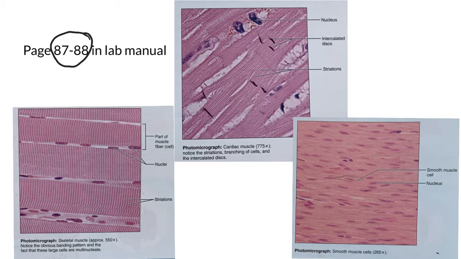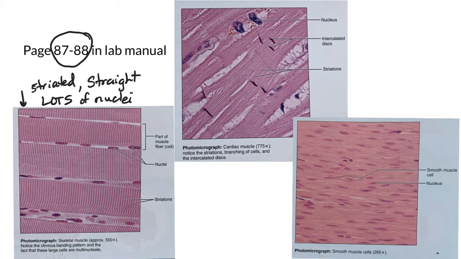This picture right here is skeletal muscle. How can you tell? Striated is the first giveaway. The fibers are straight. And notice that there are lots of nuclei. The more nuclei you have, the more proteins that can be made. The more proteins that can be made, the faster the muscle contraction. And if, I don't know, a bear is chasing you, you want lots of strong muscle contraction very quickly.